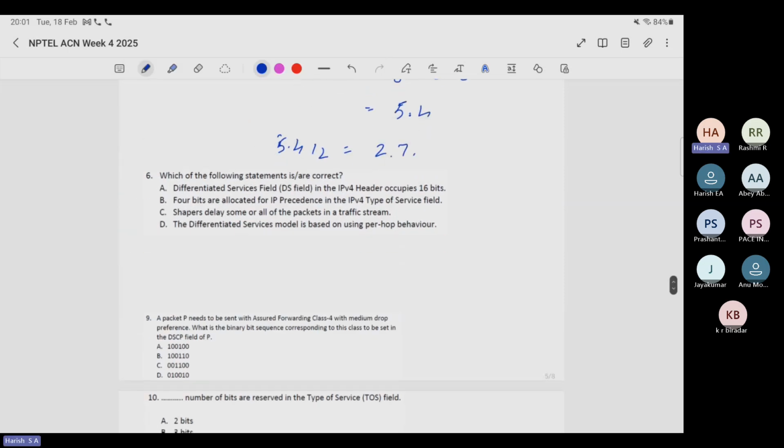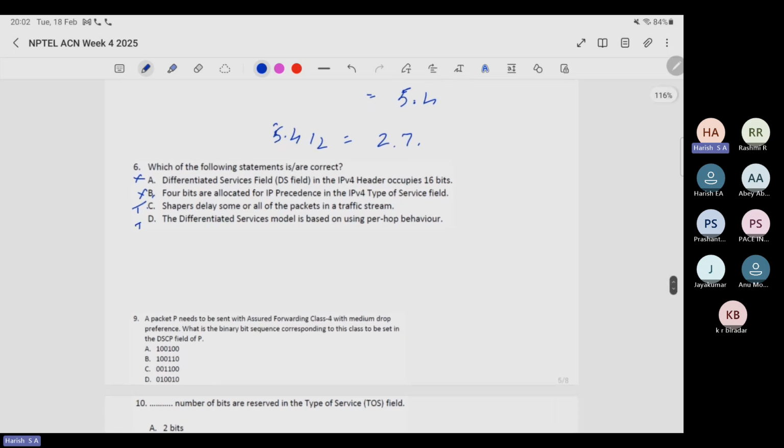So the differentiated services field in the IP header occupies 16 bytes, 16 bits. No. Directly from the... So this is directly from your videos. I'm not going to explain much. So 4 bytes are allocated for IP precedence in the IP4 type of service? No. 3, right? So shapers delay some or all of the packets in the traffic stream. This answer is true. This is correct. And differentiated service model is based on using per hop behavior. Yes, this is also true. So answer is C and D.